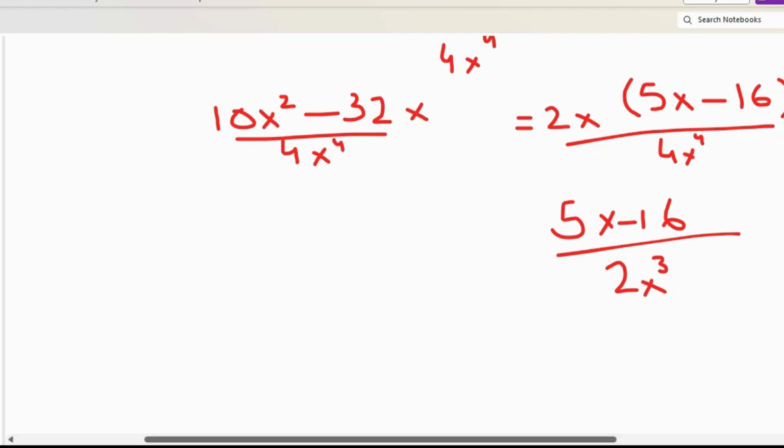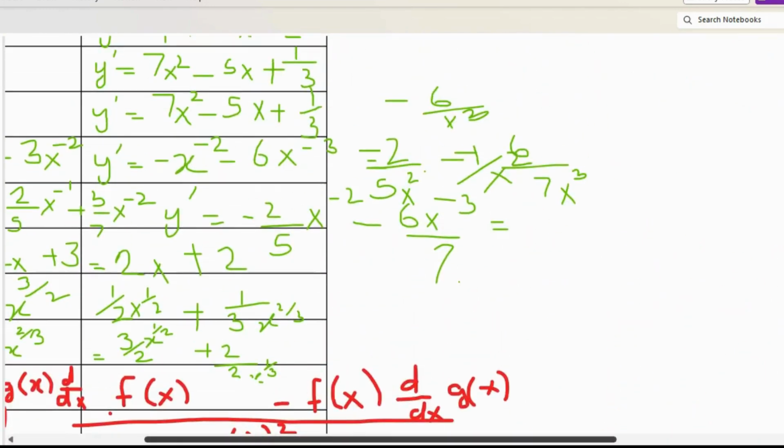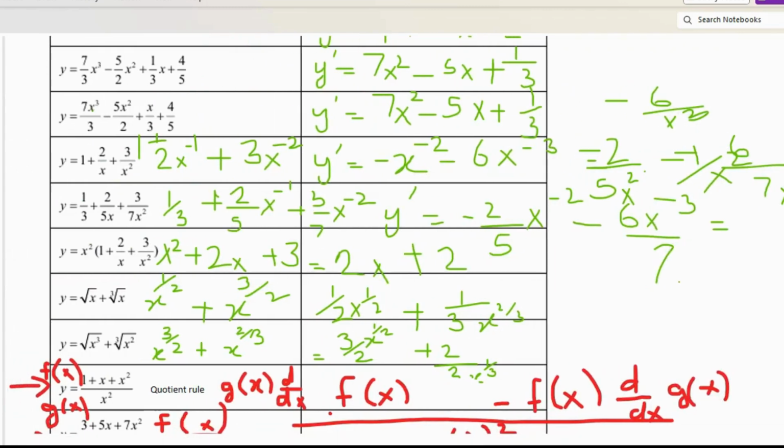So I hope you understood how to find the derivatives of the expressions. We used different ways. We used the quotient rule here. We had some thirds that we dealt with. So I hope you understood.